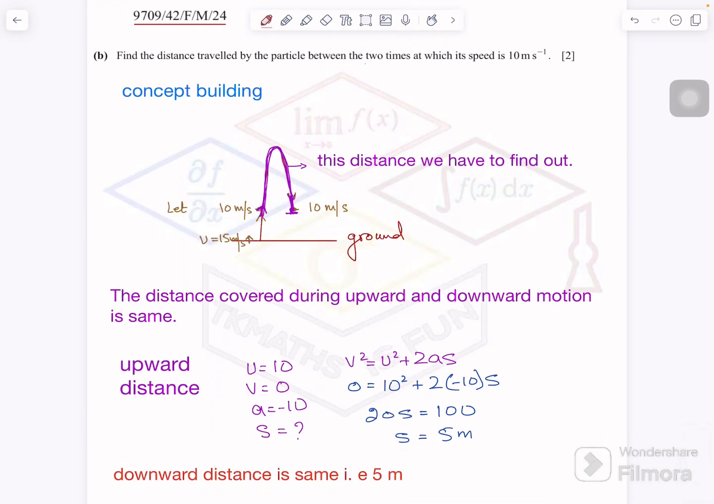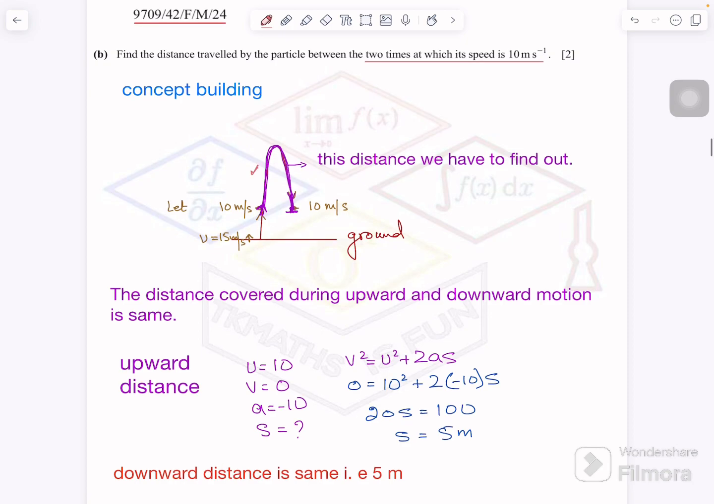This question is mostly misunderstood. According to this question, when the particle was above the speed of 10 meters per second, we need the distance traveled. I have mentioned it here in purple. Okay, this is the distance we have to find out.